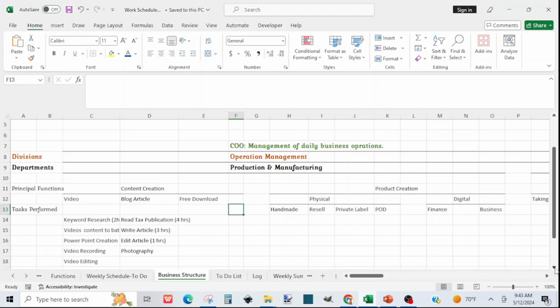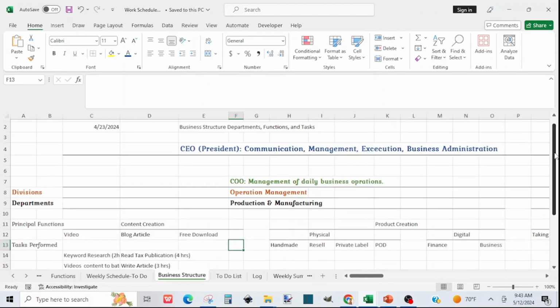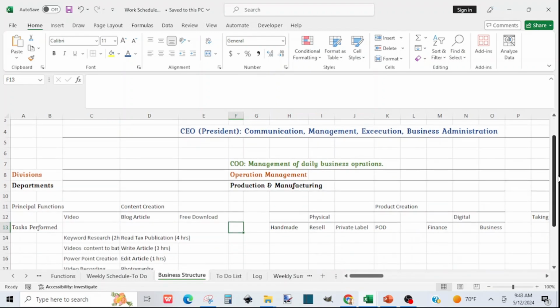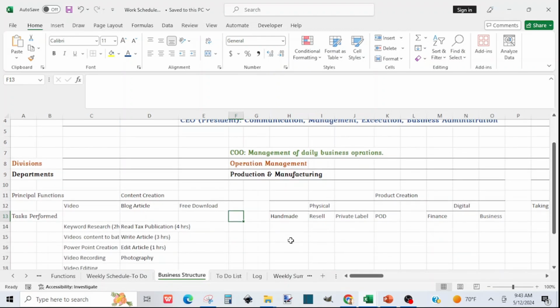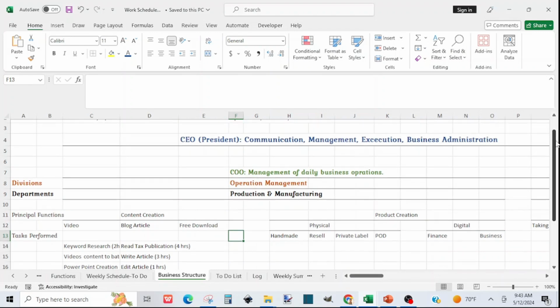Not that every single division requires my attention on a daily or weekly basis, but know the big picture, and then over time fill out the different functions or tasks performed underneath each division or department. So as you can see, from here we have the CEO, which includes communication, management, execution, business administration. I include the CEO to encompass all the divisions in the business. And I'm the president of our business.